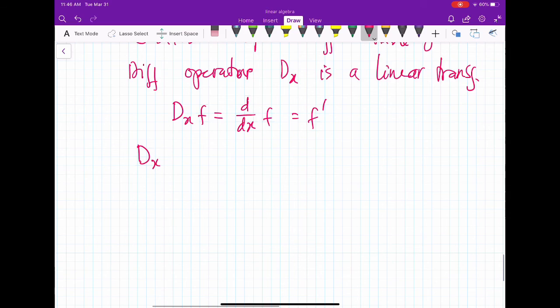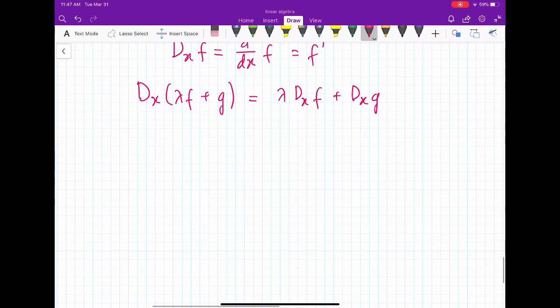We need to show that d/dx of (lambda f plus g) equals lambda d/dx f plus d/dx g, where lambda is some scalar and g is a function in C1[a, b]. But that is obvious. That is from the properties of differentiation rules, right? The derivative of a sum is just equal to the sum of derivatives. And this property is also trivial. So that means the differential operator is a linear transformation. Okay?